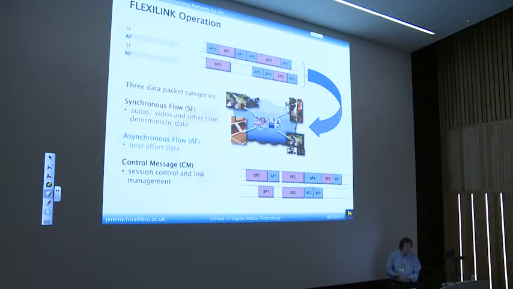So essentially, we're defining these three packet categories: the synchronous flow, which is our time deterministic media data that we're interested in; the asynchronous flow, the best effort data; and a third type of traffic, the control messages, which are the messages in-house within the node itself, keeping the housekeeping part of the node working.